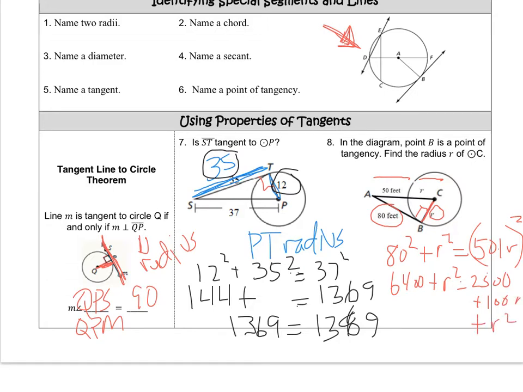If you remember when we did this in the notes the other day, the first thing you do is subtract this R squared from both sides, and when you subtract R squared, that's going to cancel out, and that's going to cancel out, and so now I'm left with 6,400 equals 2,500 plus 100R.